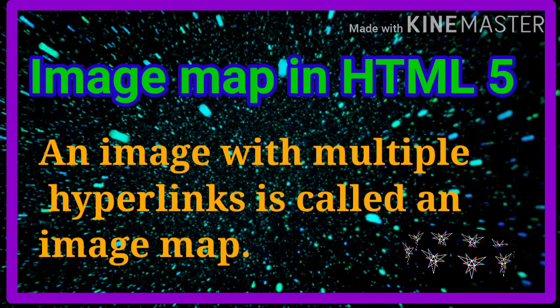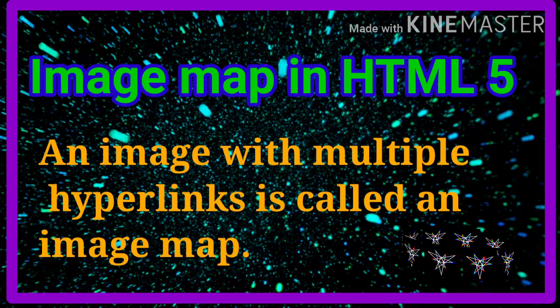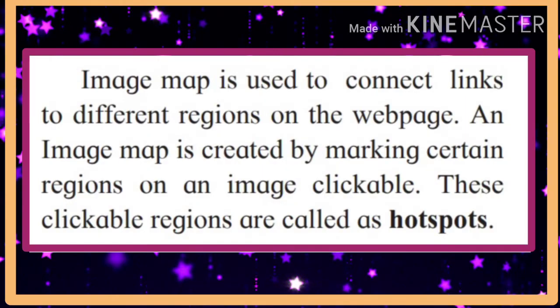Our next topic is image map in HTML5. But what is an image map? The answer is an image with multiple hyperlinks is called an image map. In simple words, you can say any image having a number of hyperlinks is called an image map. Image map is used to connect links to different regions on the web page.